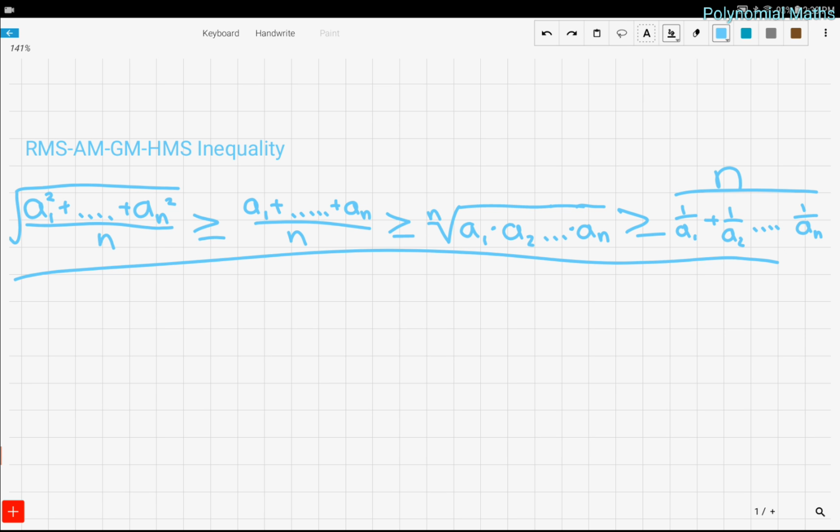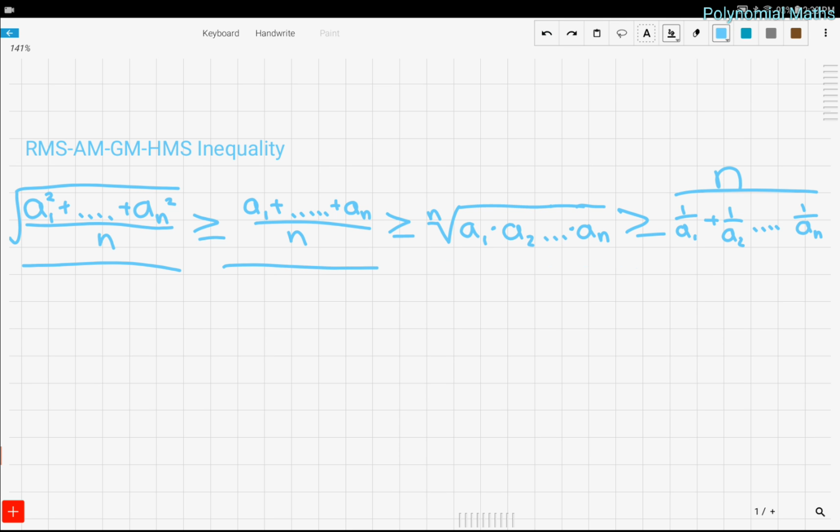Now, this chain just shows that each of these values is greater than the other. Sometimes they are equal though. The only time when all of these numbers are equal is if A1 equals A2 equals A3, and so on, all the way up to An. So that just simply means that all the numbers being applied are equal to each other.